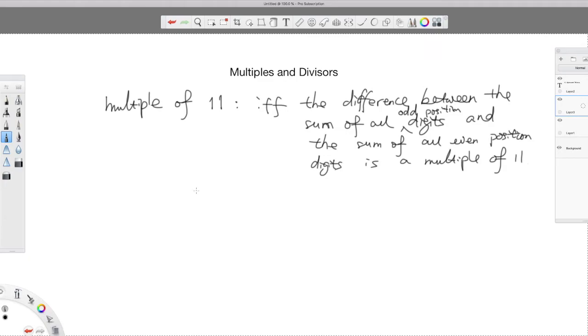Okay, let's look at a concrete example. Take the number 2, 3, 4, 5, 3. The odd position digits are at positions 1, 3, and 5, if you count from the right. The even positions are the remaining positions, at 2 and 4. So we are taking two sums. The sum of all the odd position digits means 3 plus 4 plus 2.